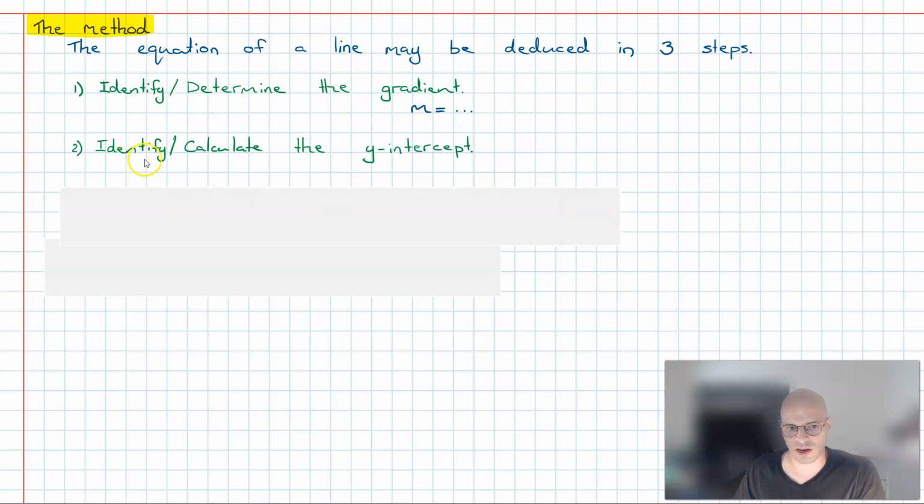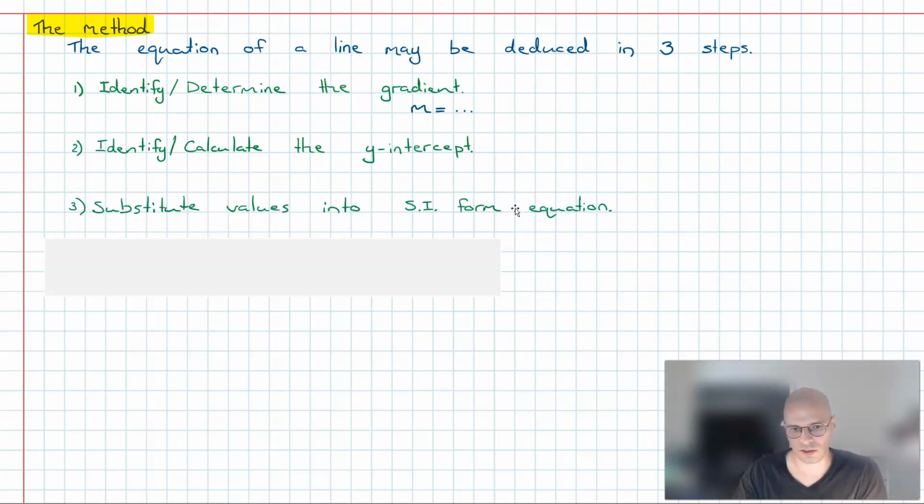you need to either identify or calculate the y-intercept. In this case, it's going to be where you cross the y-axis. Then third step, you need to substitute the values that you've determined or calculated or identified in the previous 2 steps into the slope-intercept form equation. Slope-intercept form looking something like y equals mx plus c.